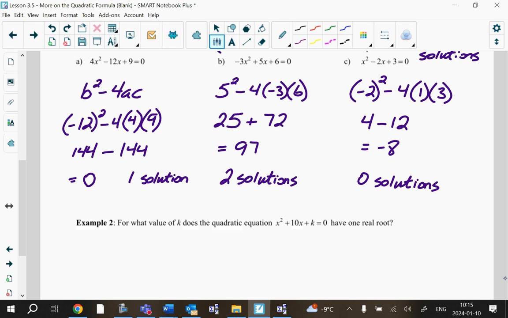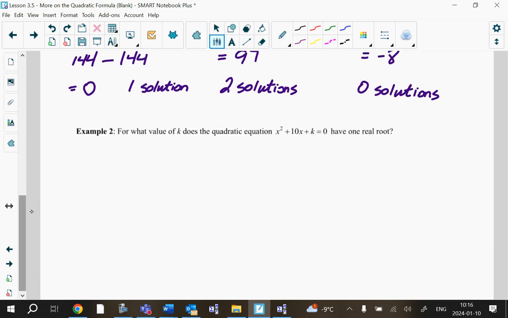This last one, you got to think a little bit. Remember, root means the same as solution. So you're given a quadratic equation, but you're not told what this number is. The only thing you're told is that it has one real solution, one solution. How can I use the discriminant, what we just learned, to figure this out? Farida?